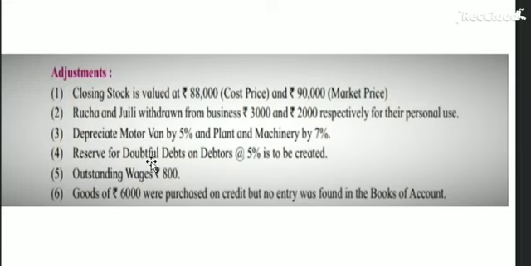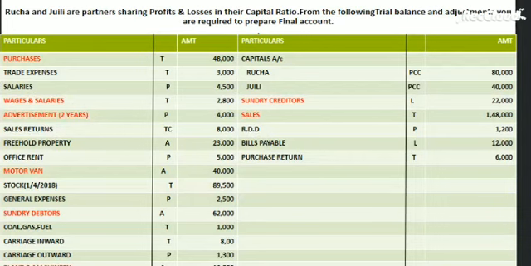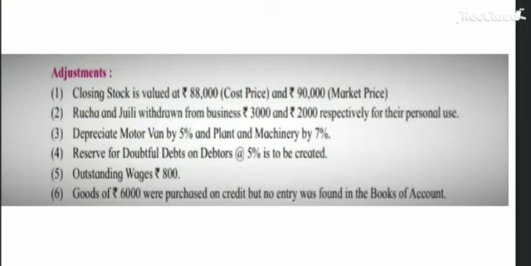Adjustment number 4, reserve for doubtful debt on debtors at the rate of 5% is to be created. This adjustment is related with sundry debtor and bad debt. So we will go to the trial balance. In this sum they have not given bad debt, and here we have marked sundry debtor with red because adjustment is related with sundry debtor. Again we will go to the adjustment here.